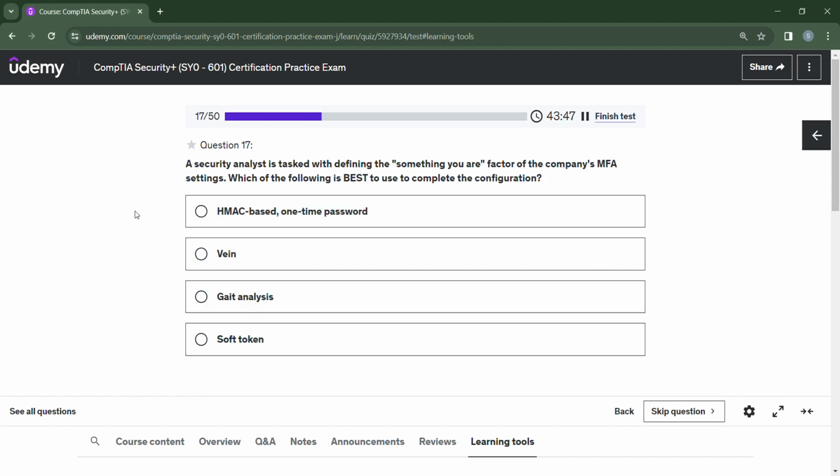A security analyst is tasked with defining something you are factor of the company's MFA settings. Which of the following is best to use to complete? Something you are, a vein.